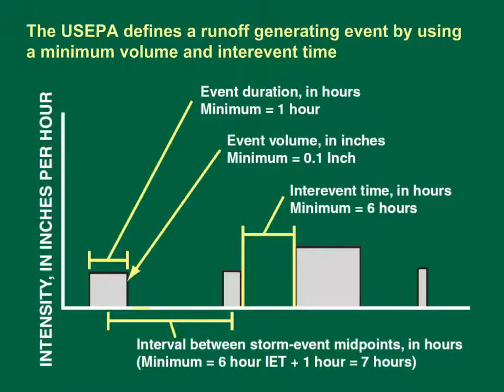The United States Environmental Protection Agency has defined a synoptic runoff generating storm event as having a minimum volume of 0.1 inch of liquid precipitation and a minimum inter-event time of 6 hours. The minimum event duration of 1 hour is a result of using hourly precipitation data. The minimum interval between storm event midpoints is the result of the 6-hour minimum inter-event time added to the midpoints of 2 1-hour events. This definition has been used by the United States Environmental Protection Agency, the Federal Highway Administration, the U.S. Geological Survey, and other federal and state water resource management agencies.